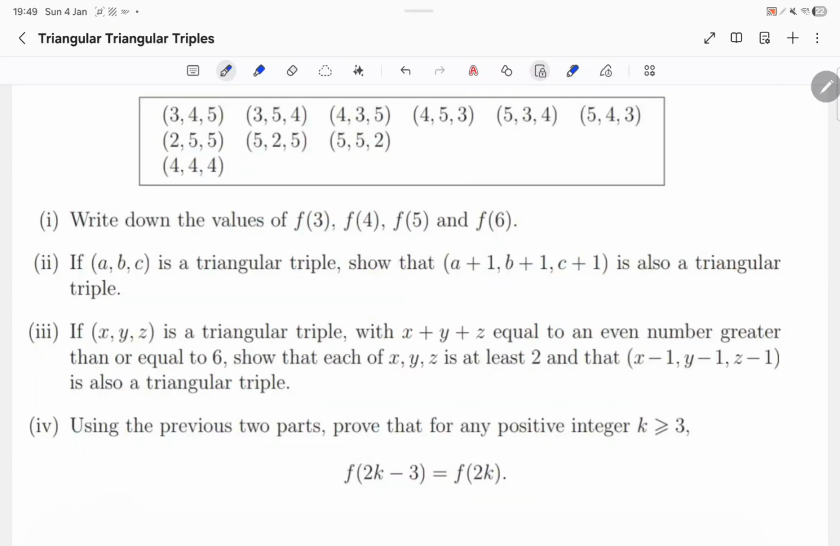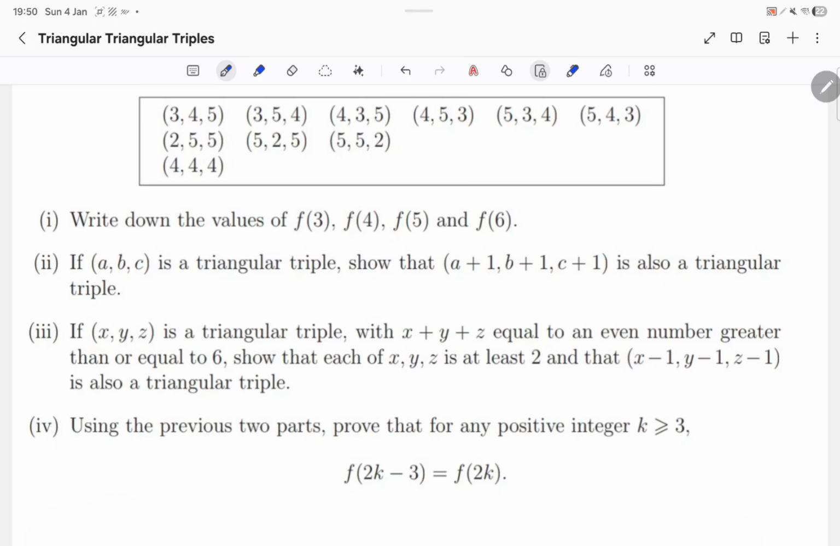Part 1. Write down the values of f of 3, f of 4, f of 5, and f of 6. Part 2. If a, b, c is a triangular triple, show that a plus 1, b plus 1, c plus 1 is also a triangular triple. Part 3. If x, y, z is a triangular triple with x plus y plus z equal to an even number greater than or equal to 6, show that each of x, y, z is at least 2 and that x minus 1, y minus 1, z minus 1 is also a triangular triple.